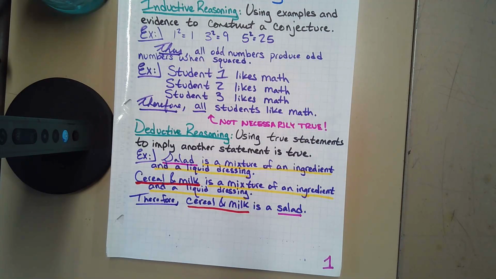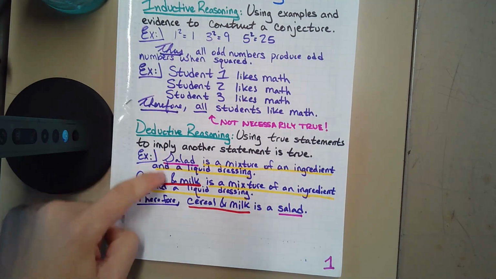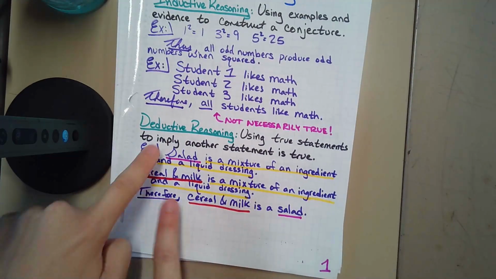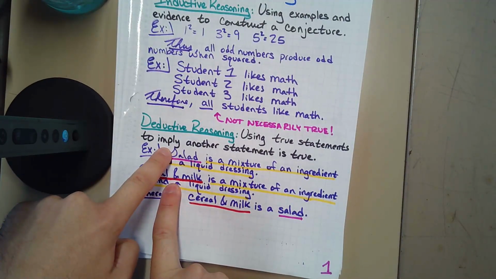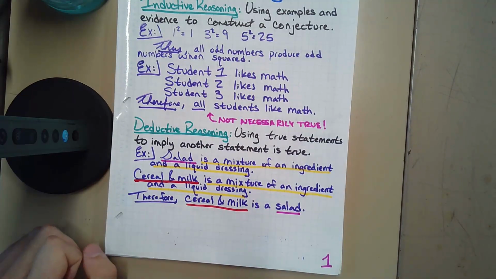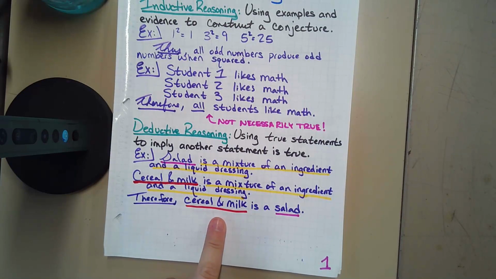So why didn't I? I didn't because I want you to see that these are the same thing, and you have to be able to see that yourself without being told that they are. So if they're the same thing, then these should be the same thing. You see how I took 2 logical statements and kind of fused them together? If that is that, and that is that, then these must be each other. If the ball is red, and my hat is red, then they both must be red. If salad is a mixture of an ingredient and a liquid dressing, and cereal and milk is a mixture of an ingredient and a liquid dressing, then salad and cereal and milk must be the same thing. Therefore, cereal milk is a salad.